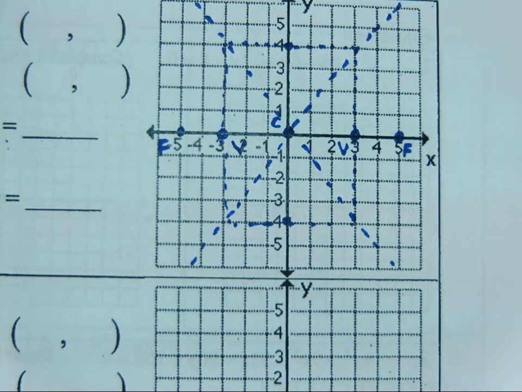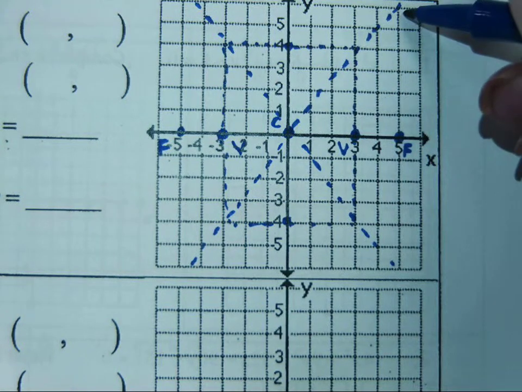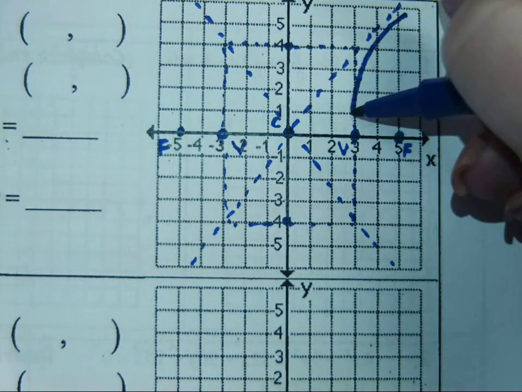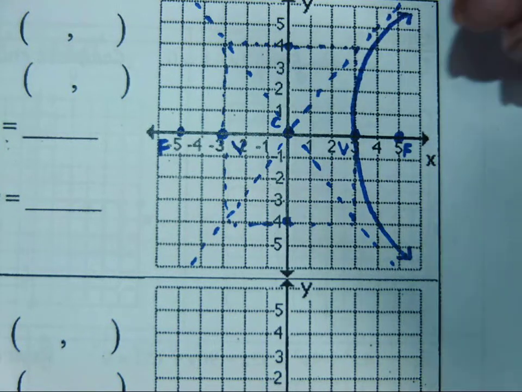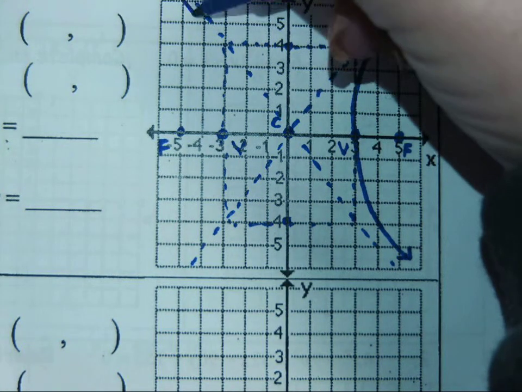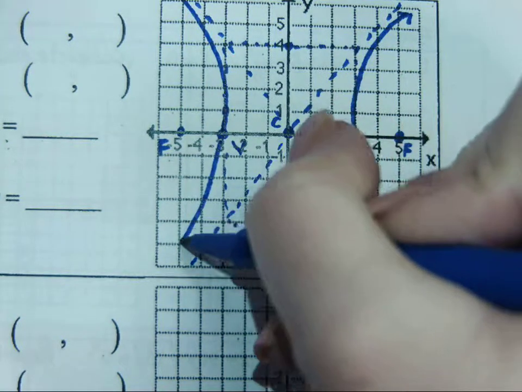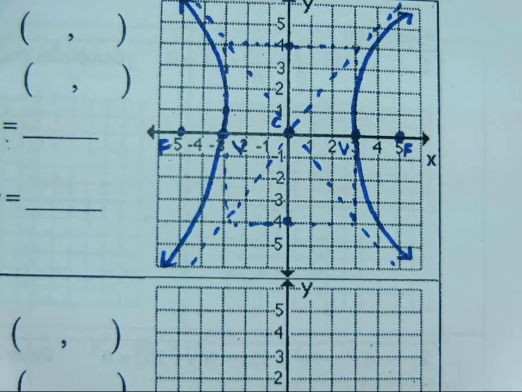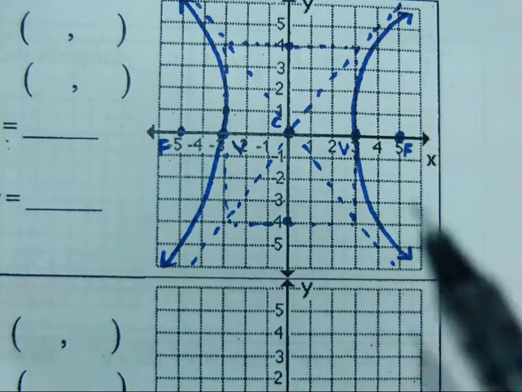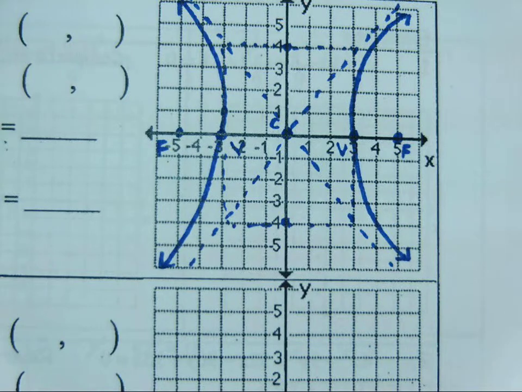So when I create my branches, I'm going to start here at my vertex, and I'm just going to make a parabola that kind of hugs those asymptotes on both sides. So again, kind of go close and then run through. Just do the best you can with the branches. And this is what your hyperbola will look like. So my vertices, again, are -3 and +3, 0.